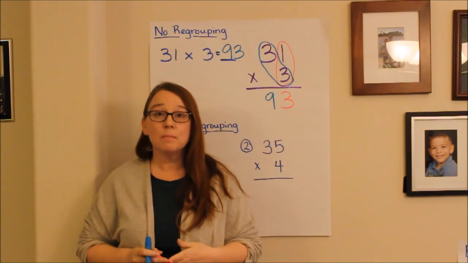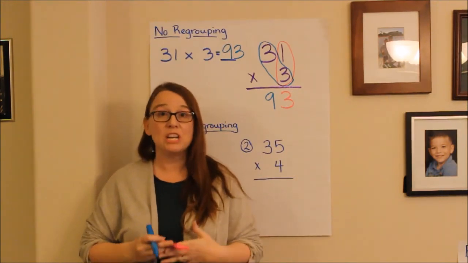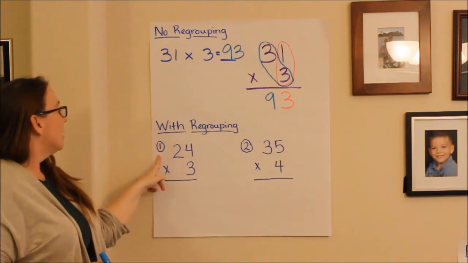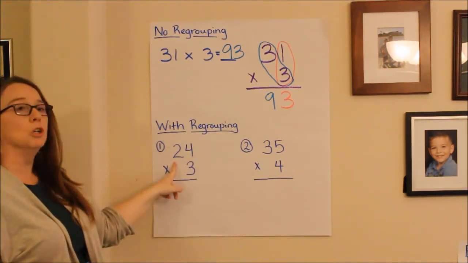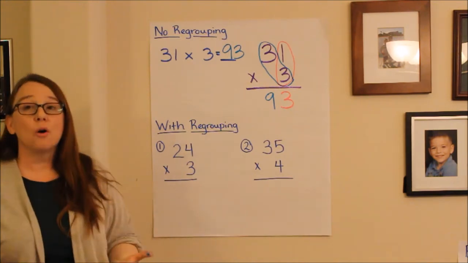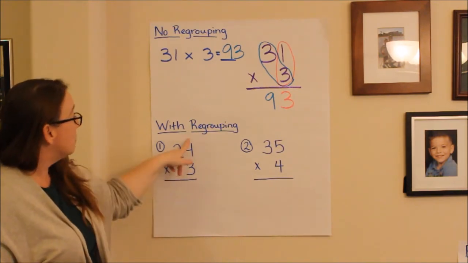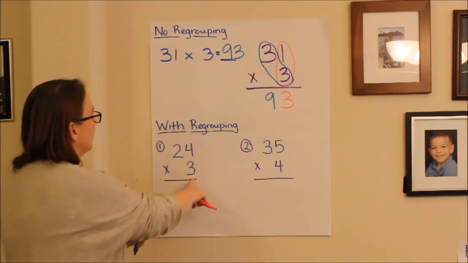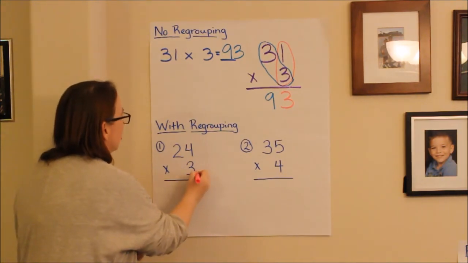Now we're going to look at some problems that do have regrouping. So let's look at a couple of examples. In our first problem, we're trying to multiply 24 times 3. So I'm going to start with my numbers that are in the ones place. So I'm going to take my bottom factor.